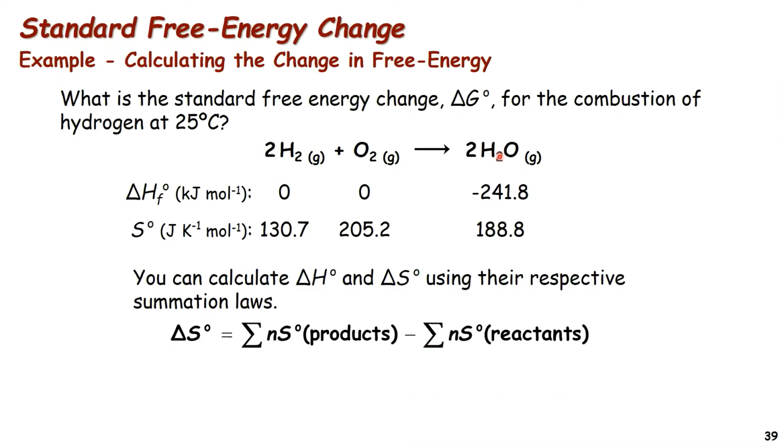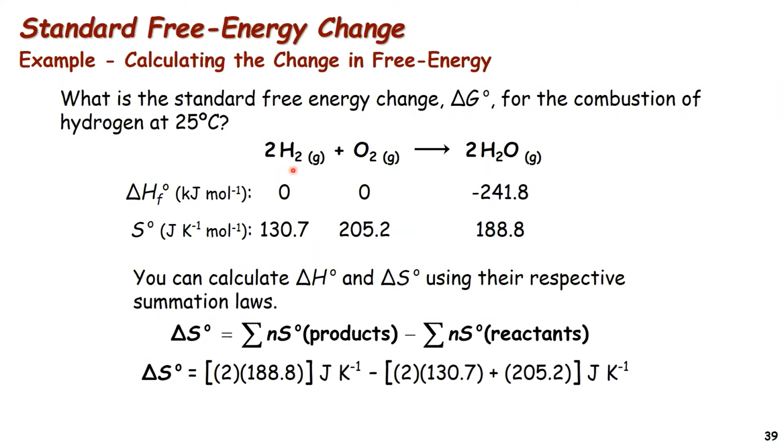So again, we have the 2 moles of water at 188 joules per Kelvin per mole. The moles cancel. Then we're going to subtract from that the 2 moles of the hydrogen at 130.7 joules per Kelvin per mole, and the 1 mole of oxygen at 205.2 joules per Kelvin per mole. The moles canceling, giving us again units of joules per Kelvin. Plug that all in, that gives us negative 89.0 joules per Kelvin.